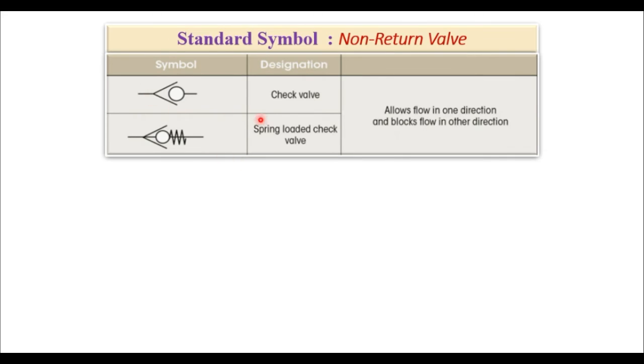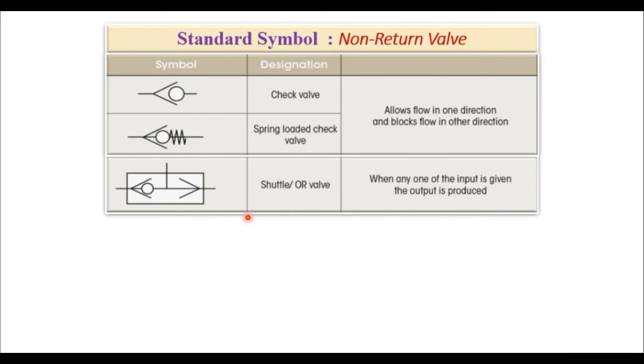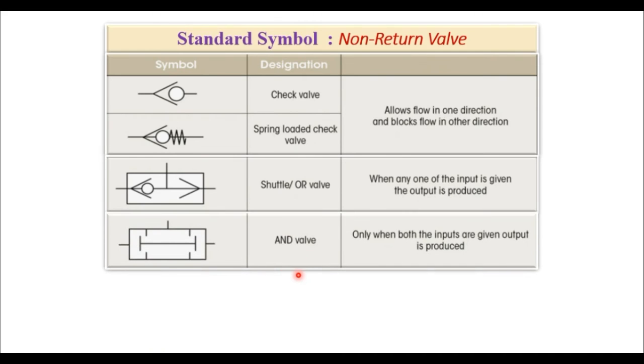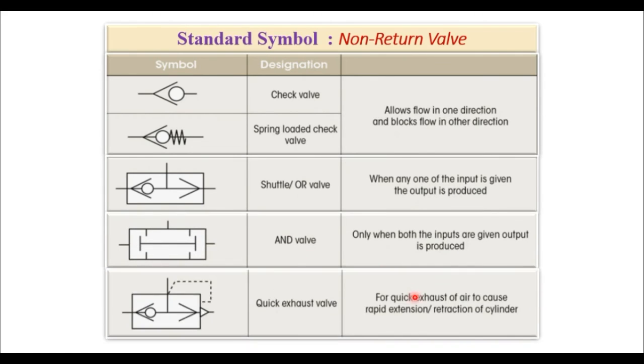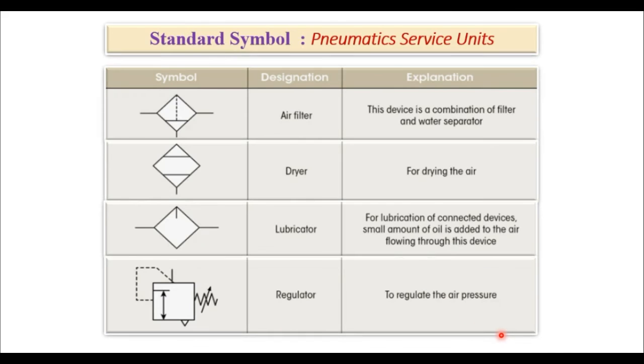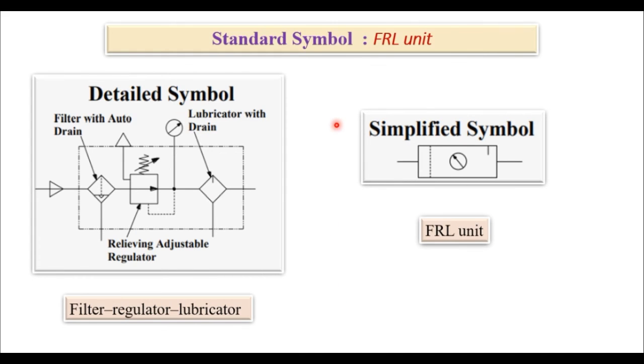Check valve, non-return valve, check valve with spring loaded. A combination of check valves is known as a shuttle valve, or valve, and quick exhaust valve. Pneumatic service units: air filter, dryer, lubricator, regulator. FRL unit: filter, regulator, lubricator. This is a detailed symbol of the FRL unit and this is the simplified symbol.